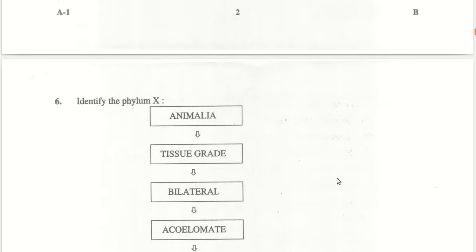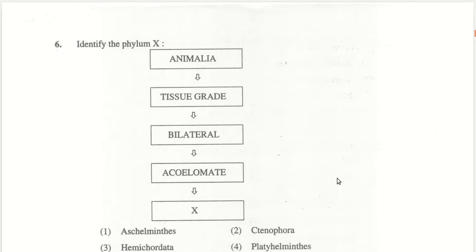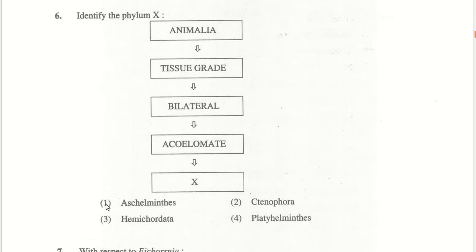Sixth one, identify the phylum X. Animalia, tissue grade, bilateral, acoelomate. They have given the answers as Aschelminthes, Ctenophora, Hemichordata, Platyhelminthes. Here the answer choices are not given properly and it's a grace mark question. The sixth one has been a grace mark question. If they have attempted it, they would have got 1 mark.